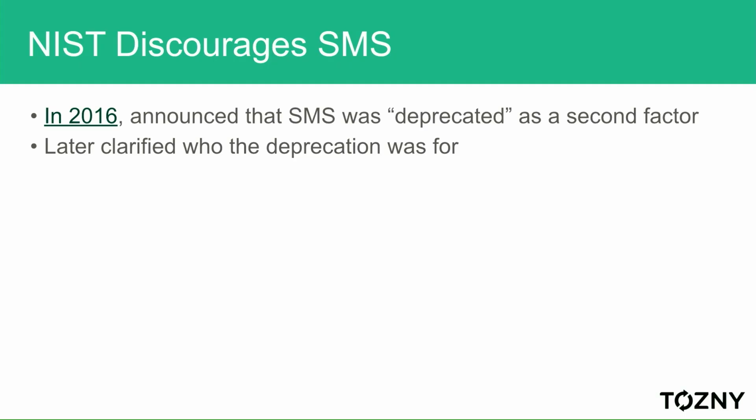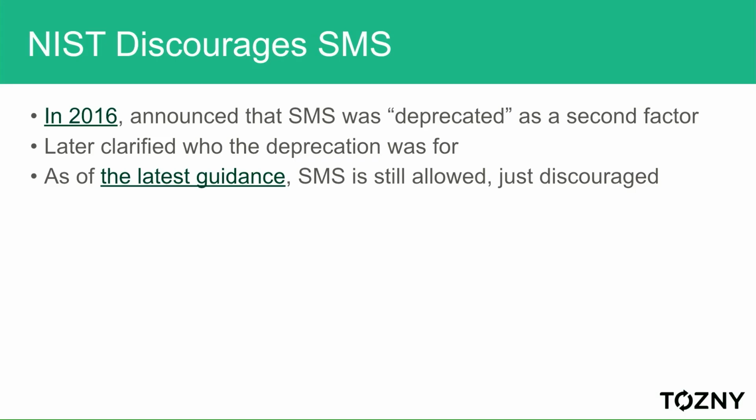When we write APIs as software developers, we deprecate different endpoints, different functionality all the time. It's a matter of saying, we have a new way to do this. We want you to use the new way. The old way still exists if you have to, but we'd rather you not. That's what NIST meant.